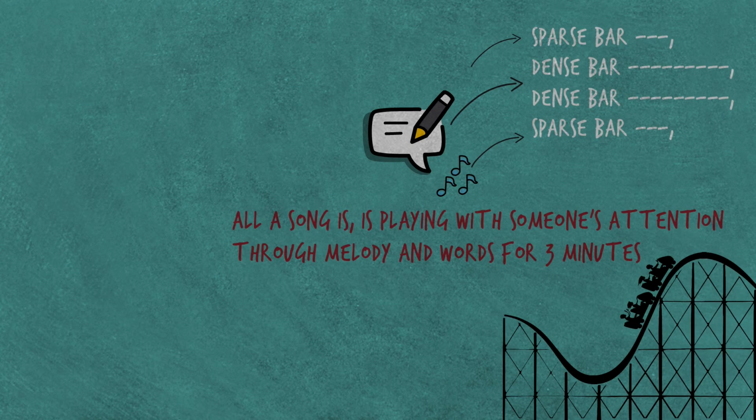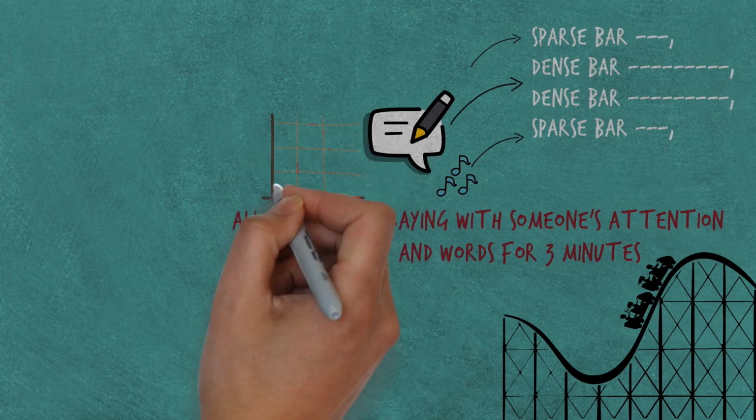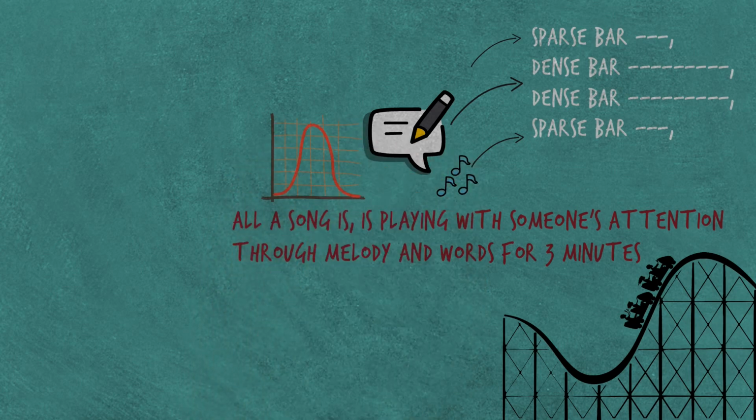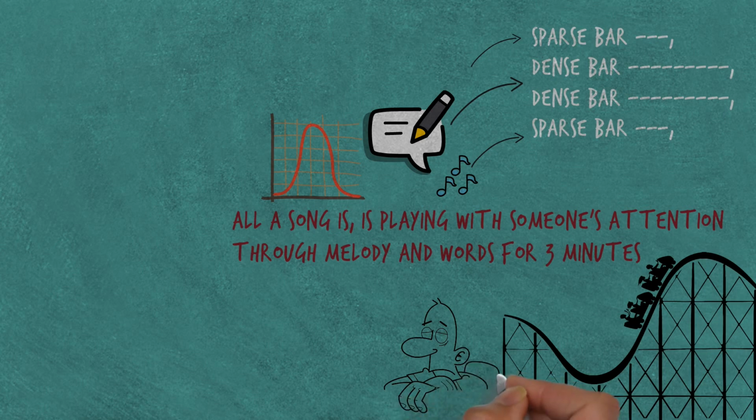So remember, all the song is playing with someone's attention through melody and words for 3 minutes, that's it. Therefore, the encapsulator in terms of attention would look like this. It's good if your lyrics have peaks and valleys, because if they don't, and you employ only dense punchlines or only repetitive melody, people tire faster.